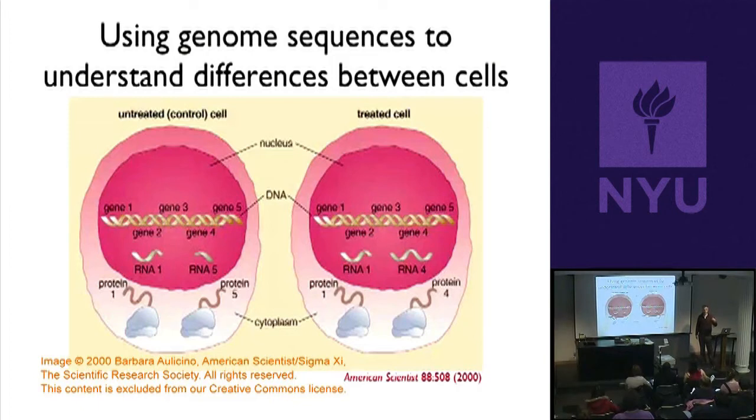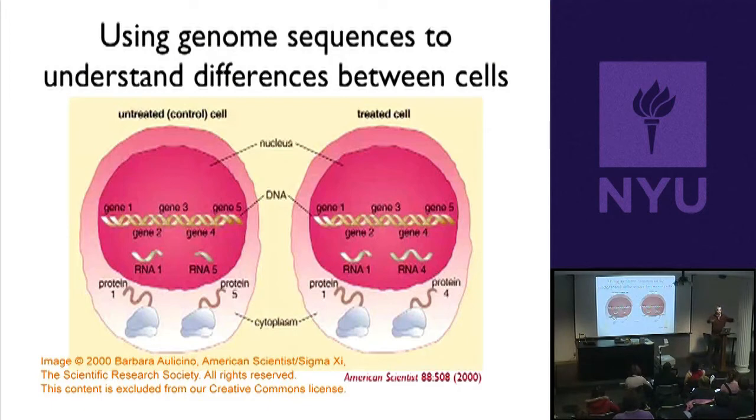Then we're going to measure the RNA that's produced by both cells, because if we find genes that are active in one cell and not the other, that's going to tell us something about how those cells are responding to this particular chemical. That's what's shown schematically here. You have the DNA, which in this example has 5 genes on it, but you know there are about 30,000 genes. In the treated cell, gene 1 is producing RNA and gene 4 is producing RNA, but genes 2, 3, and 5 are not.